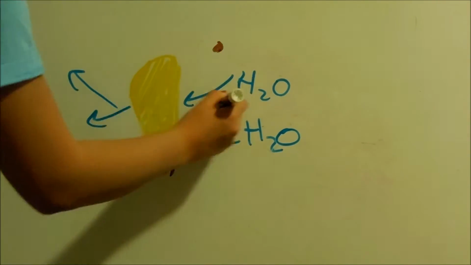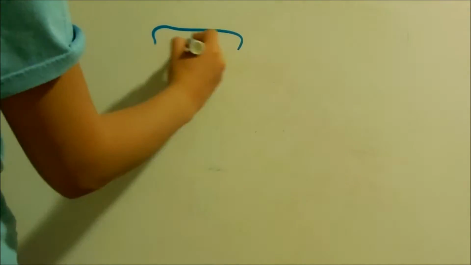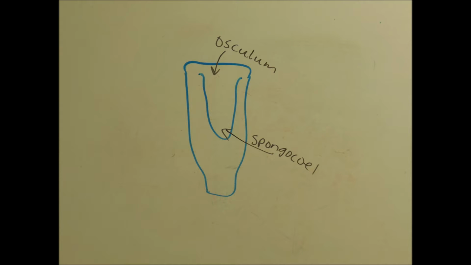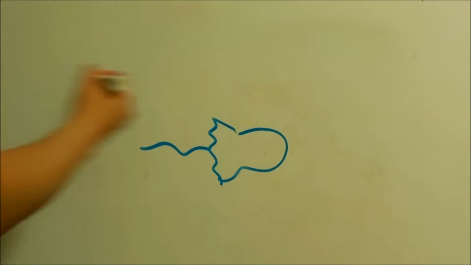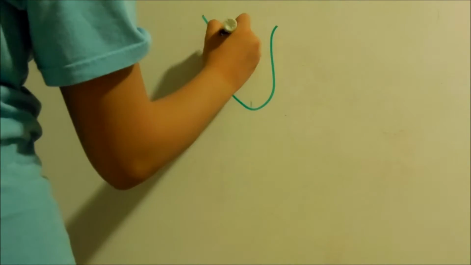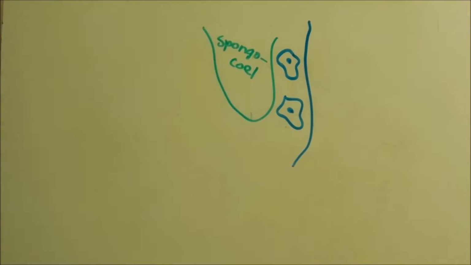They are suspension feeders, meaning they catch floating food particles in the water that passes through their bodies. Water is drawn into a sponge's central cavity, the spongocoel, and flows out through a larger opening called the osculum. A sponge consists of various cell types. Inside the spongocoel are choanocytes, or collar cells.